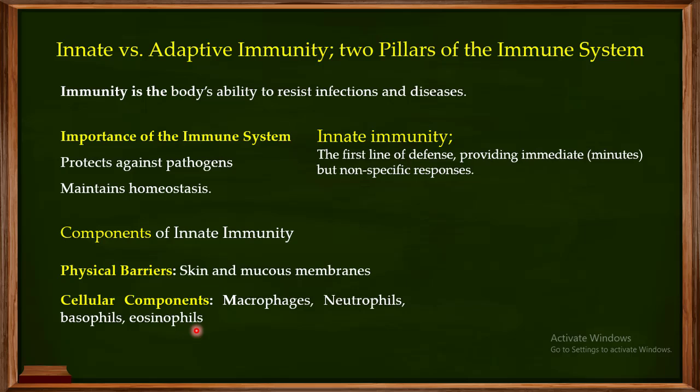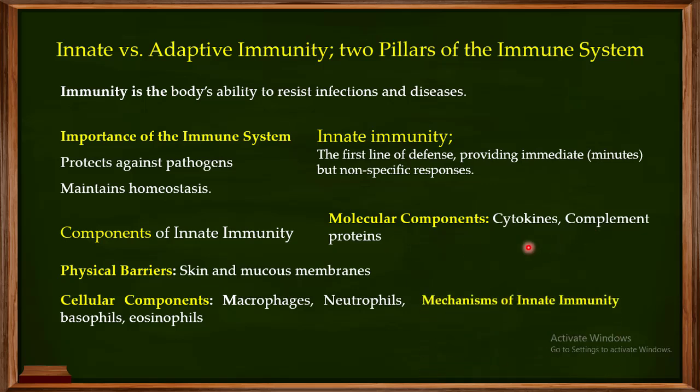So I would suggest you go back and see those particular videos where we discussed these components if you forgot about this stuff. When you talk about the molecular components of the innate immunity, there are cytokines and complement proteins. We had a detailed discussion on them as well.